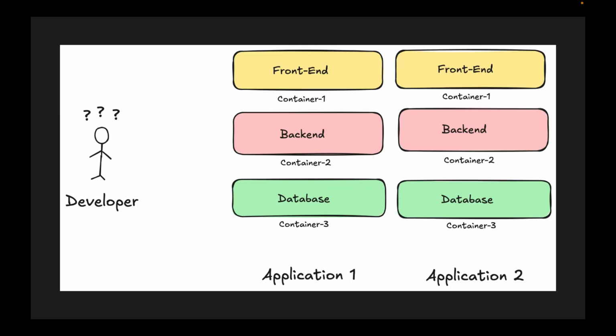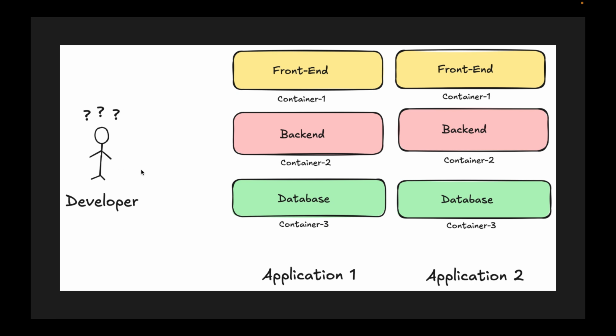First we want to understand the problem. Okay. So this is a developer and he created two applications, application 1 and application 2, and each application contains three sections: front end, back end and database. So the developer creates containers for these sections, container 1, container 2 and container 3, and the same scenario for the other application also. And there are many containers.